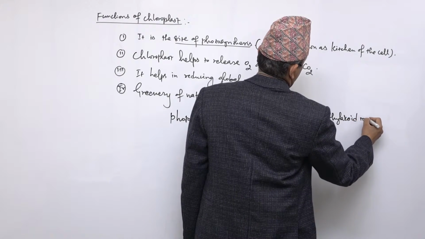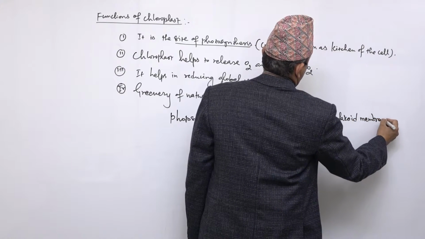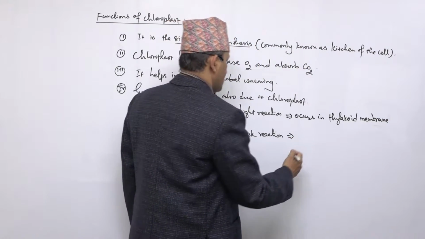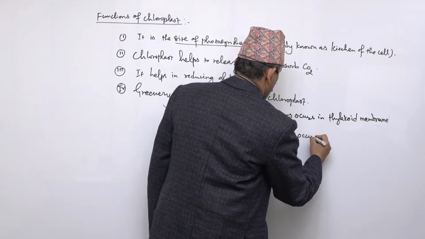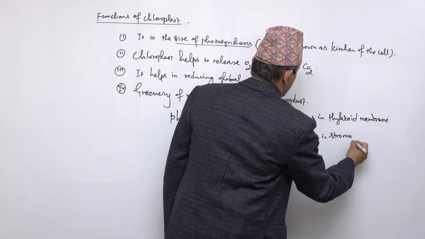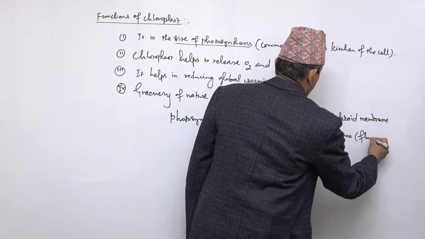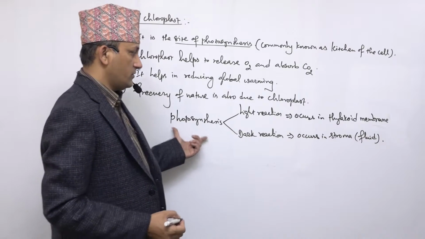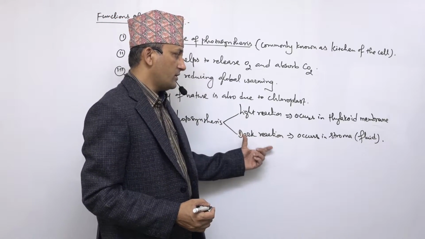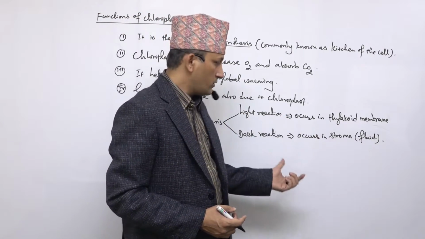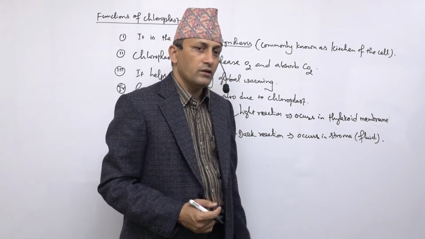Thylakoid membrane. And the dark reaction, the second half of the photosynthesis, occurs in the stroma. Stroma means fluid. Okay. That's why the chloroplast is the site of photosynthesis, where the light reaction and the dark reaction occur. So here I have shown where the light reaction occurs inside the chloroplast, and where the dark reaction occurs in the chloroplast.